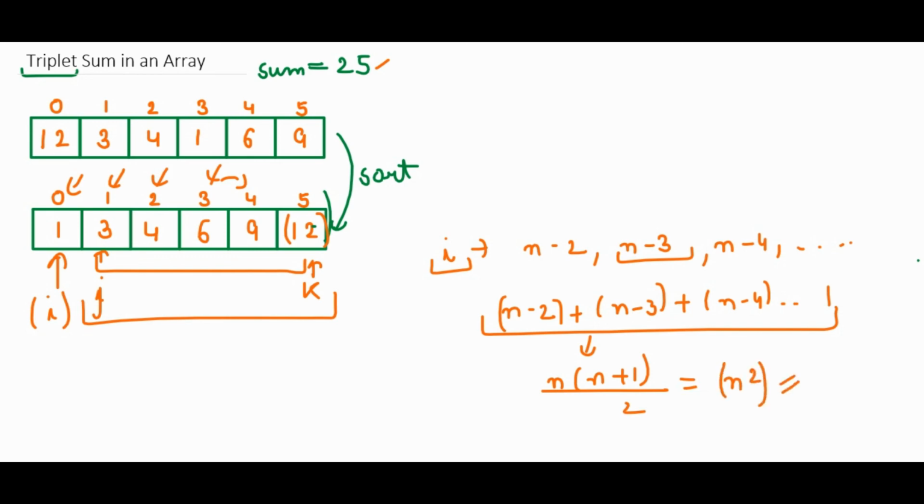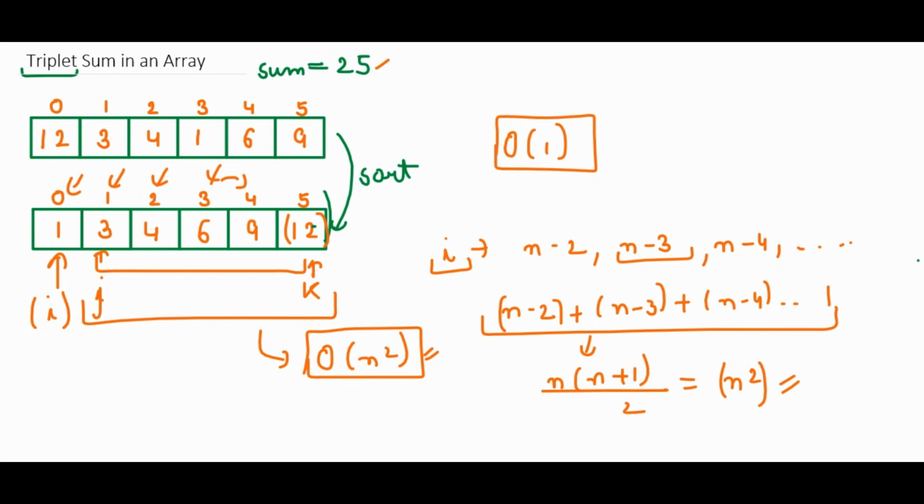So our time complexity here will be big O of n square, and this is the best time complexity that we can get from this question, and we are not using any extra space as well. So this is the best solution for this question. I think you have got it.